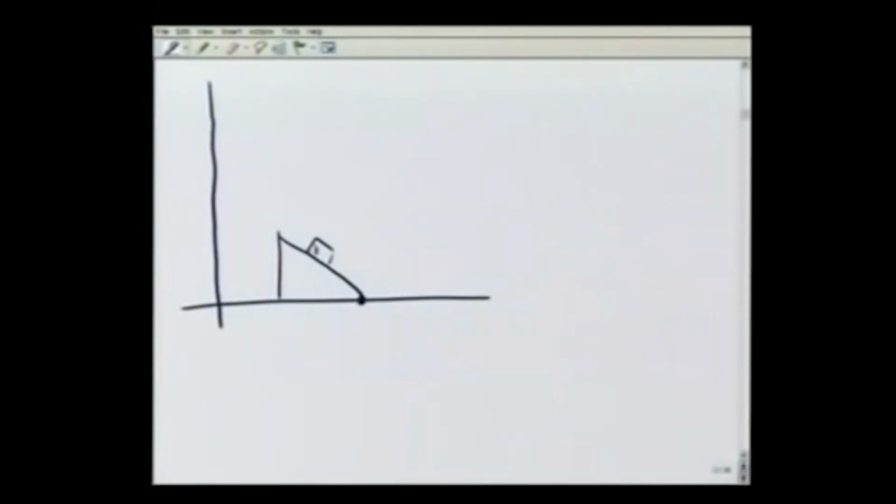For convenience, I will choose this point to represent the coordinates for the wedge. Let this be x1, y1. Notice, since I am putting this constraint that the wedge moves only in the horizontal direction, I am explicitly writing y1, and later I am going to eliminate this using the constraint equation, so that this distance right now is x1. Similarly, the coordinates for the mass m, let them be x2, y2, so that this distance is x2 and this distance is y2.